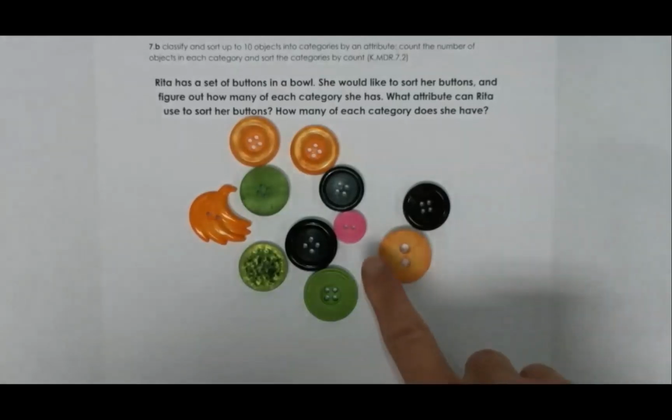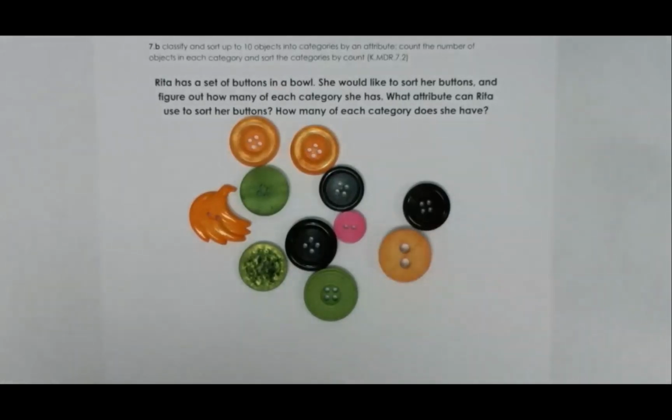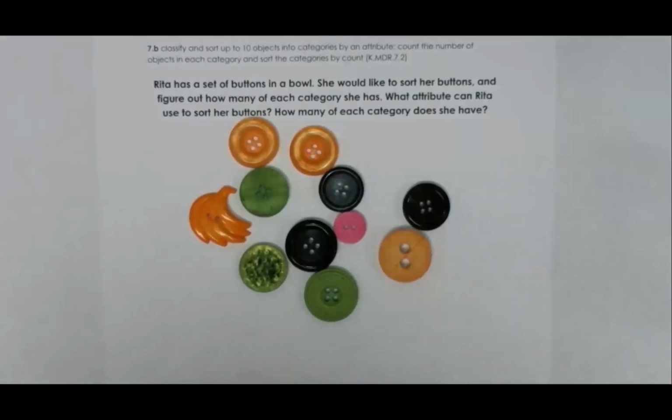I notice that some have 2 holes, some have 4 holes. I could sort that way. And another thing that I'm noticing, an attribute of these buttons, is the color. I see different color buttons. That's a way that I could sort them. And I'm going to choose to sort them by color.